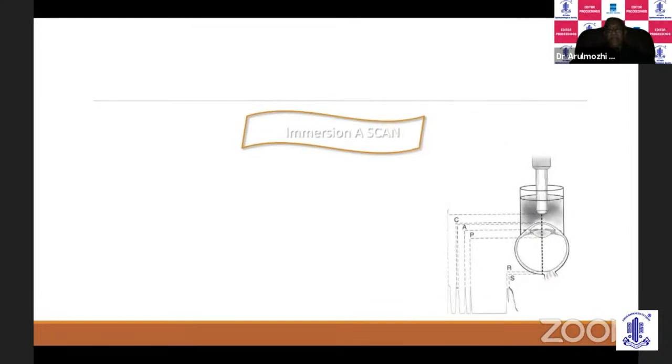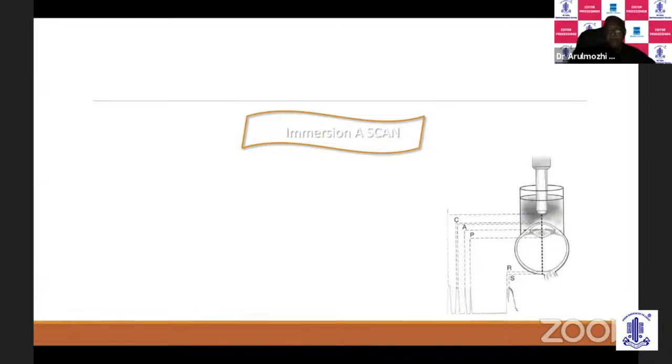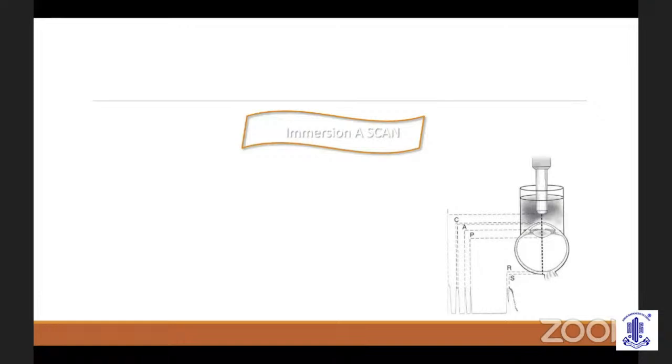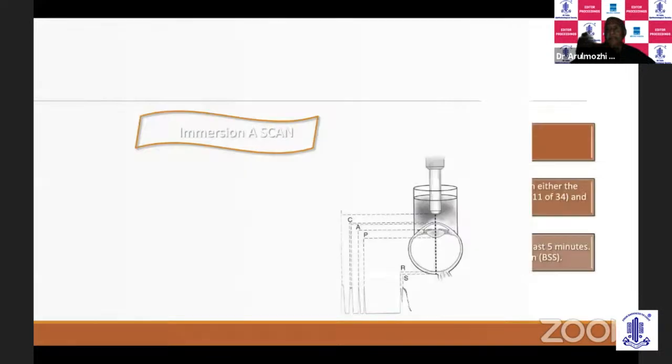In the immersion scan, you would see a slight double peak on the cornea because the probe doesn't touch the cornea. You can see a double peak. Then you would see the anterior lens, the posterior lens, and the peaks otherwise are the same.